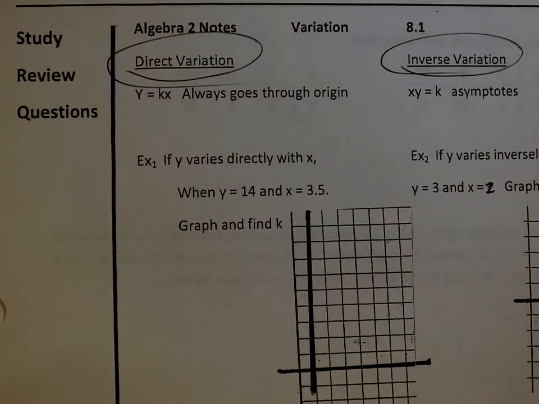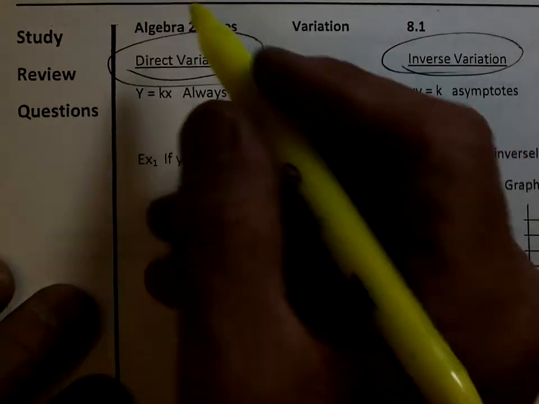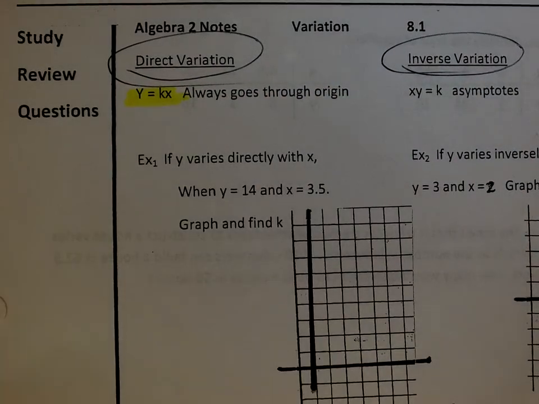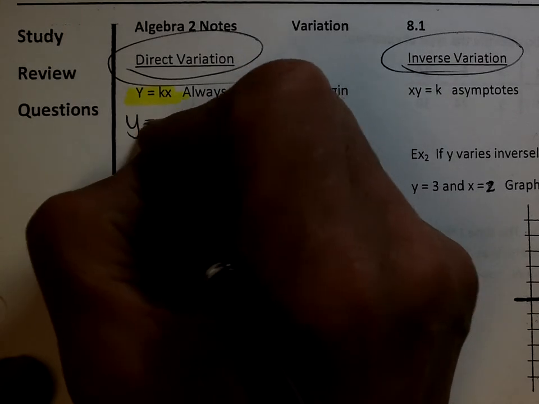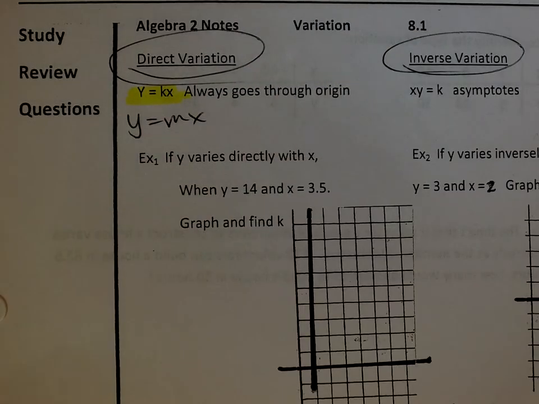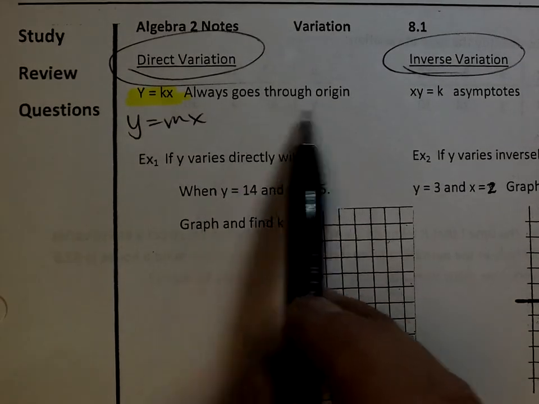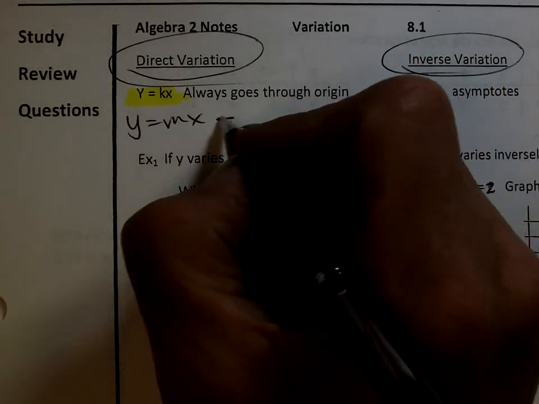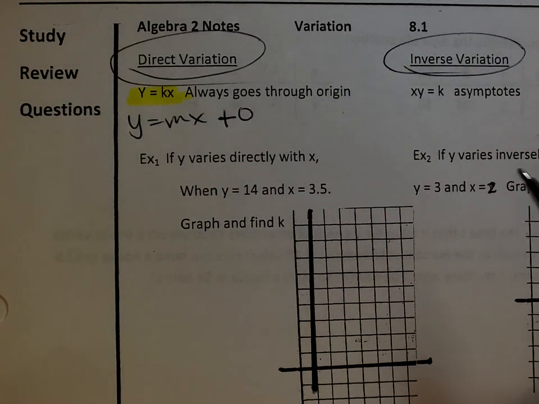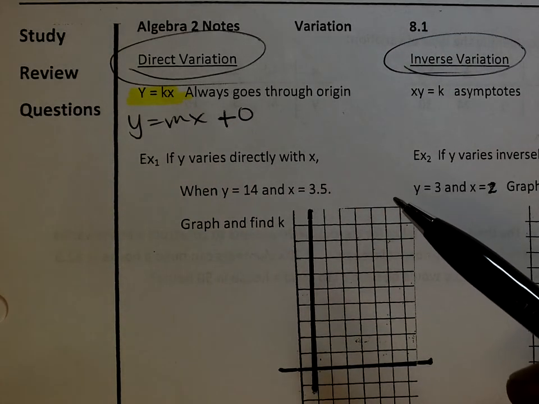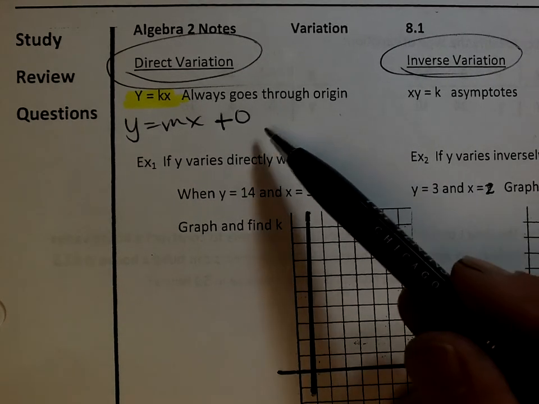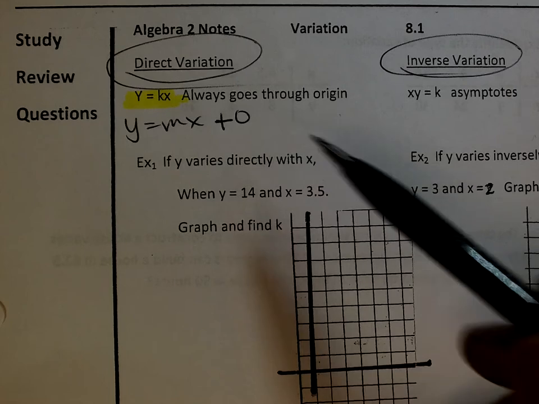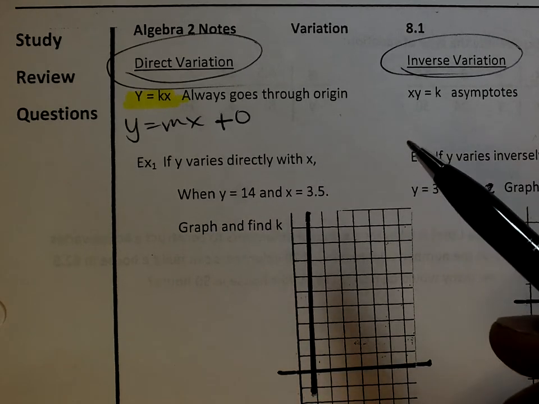So, first of all, here's our formula. If it's a direct variation, it has this formula, y equals kx. It looks a lot like y equals mx. So really the values k and m are the slope, the same thing, okay? It always goes through the origin, so you can always put a plus 0 here. If it does not go through the origin, it's not direct variation. It must be a straight line, and it must go through the origin. If it doesn't do either one of those, it's not direct variation, okay?